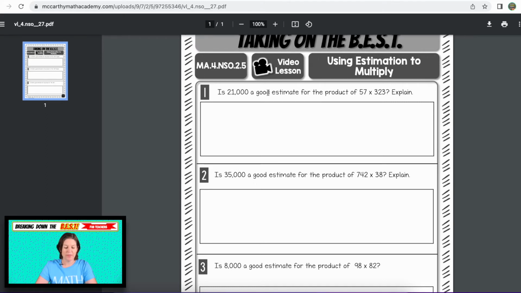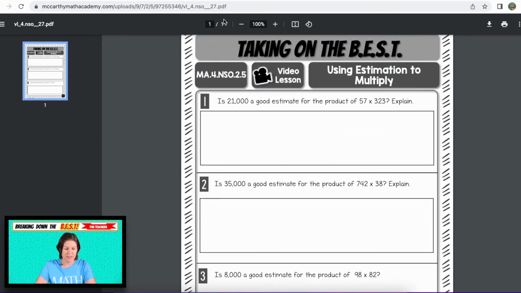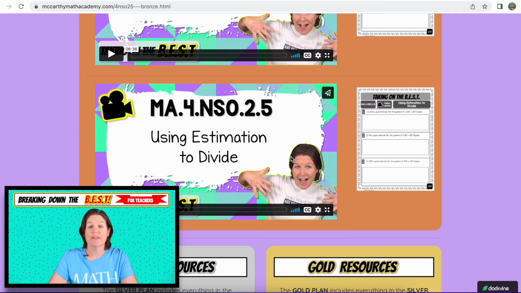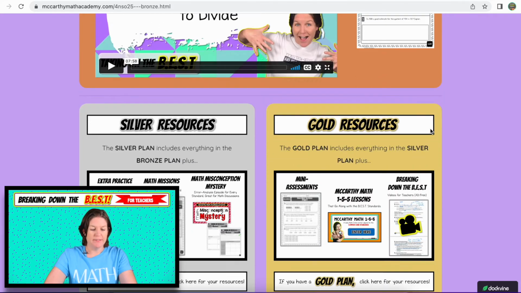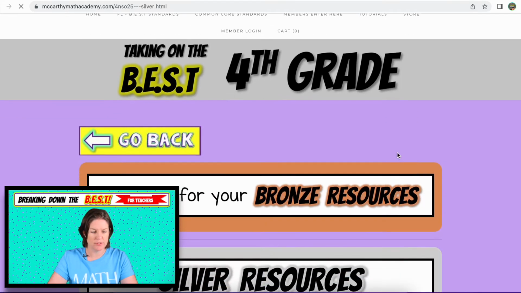It says, is 21,000 a good estimate for the product of 57 times 323? And explain. You can see this is what we're going to be working on today, just determining whether estimates are good based on the expressions. See, here's an expression because there is no equal sign. So that's what we tackle in that episode. Okay, and then in the next episode, we have using estimation to divide with the same kind of style, just this time we're dividing.